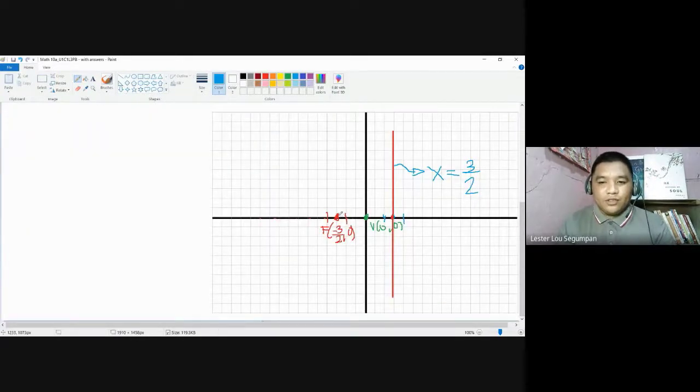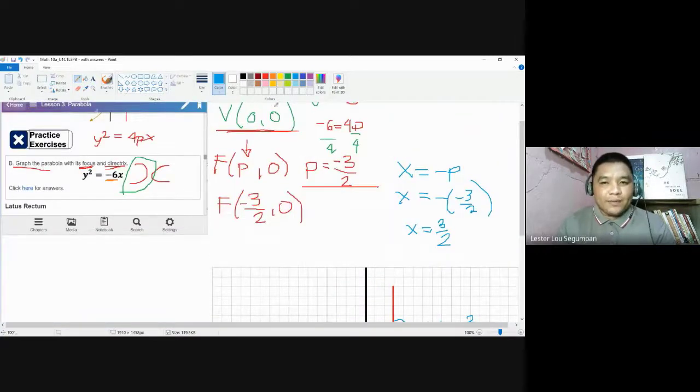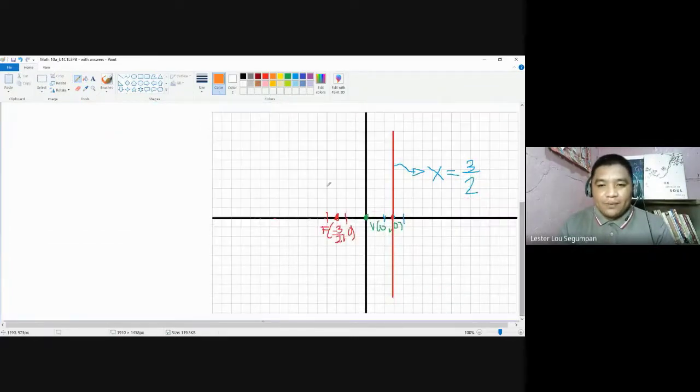So here is our focus. Here's our directrix. Since we are asked to graph the parabola, and we are not asked to give other points yet, let's just assume that our parabola will look like this. Hopefully, it will somehow look like a parabola. Let's just assume that it looks like that. For the moment, let's consider this as our graph.